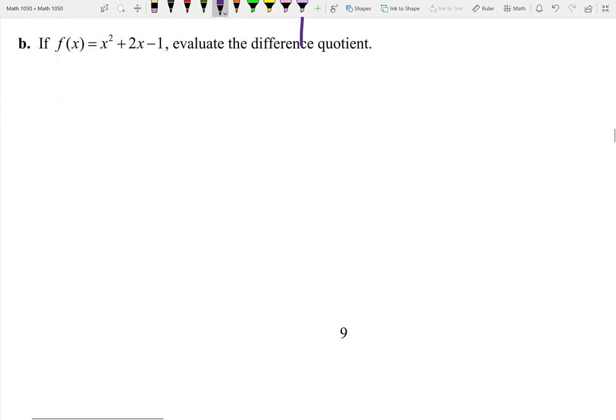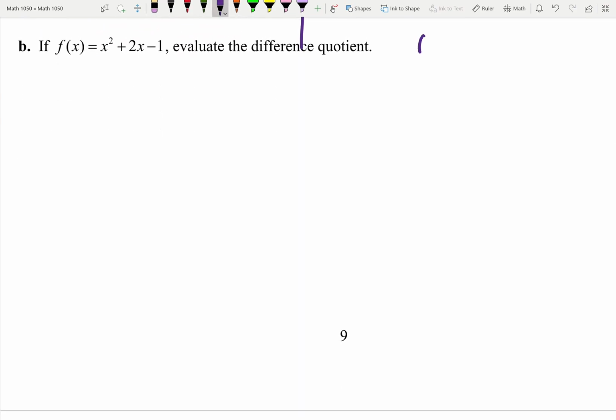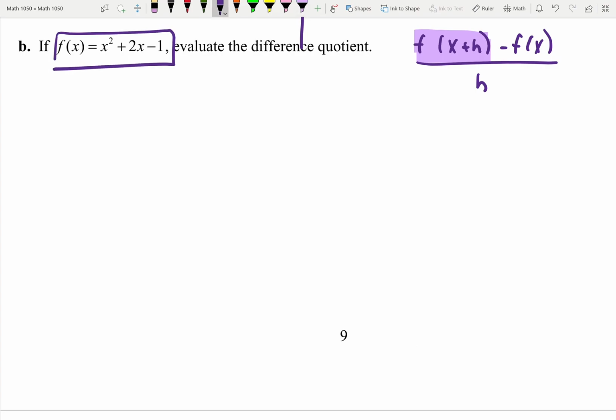Okay, let's do another one. So I'm going to write the little formula right here. And we're going to do it nice and slowly. And this is going to be on your midterm, I'm sure. This right here is the number one reason people miss this. They don't know what these mean. So f of x plus h means go right here and here and here. Where you see an x, replace it with x plus h.